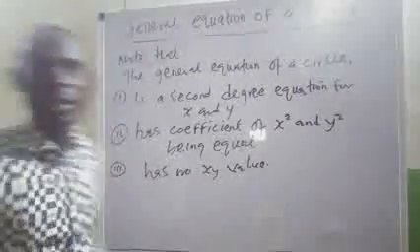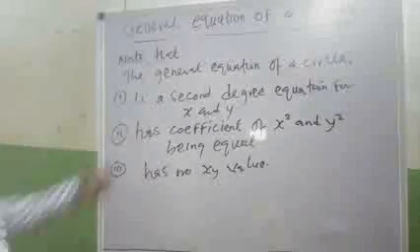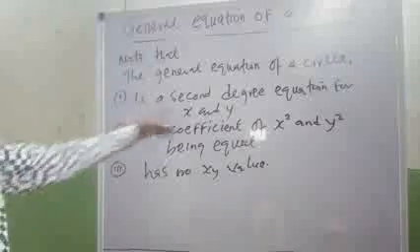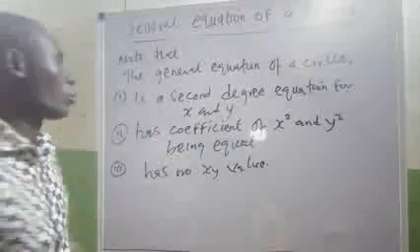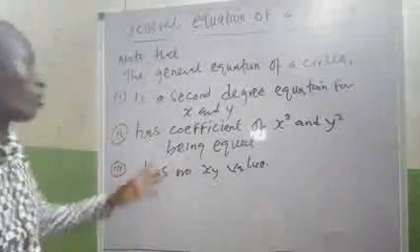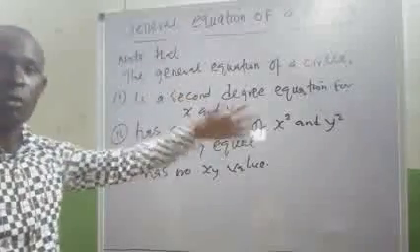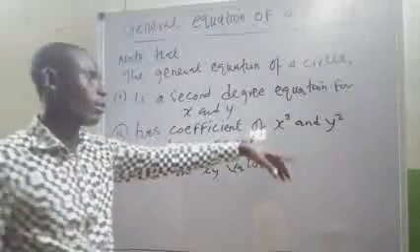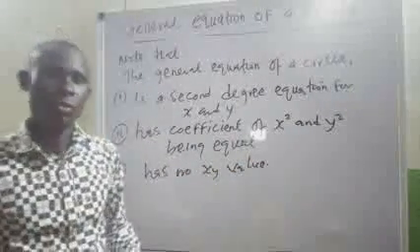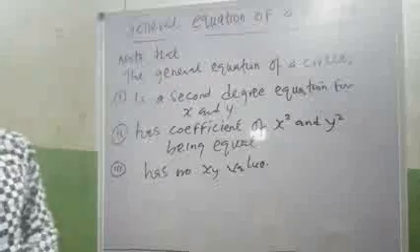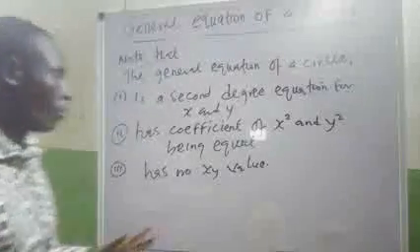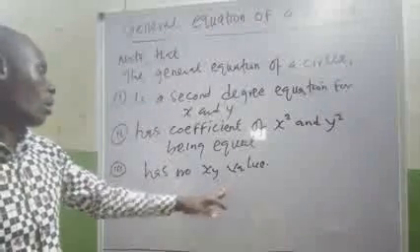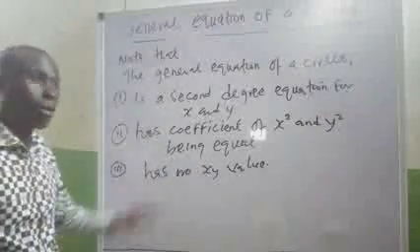Now, before we start taking exercises, I want you to take note of the following. One, the general equation of a circle is a second degree equation in x and y. That is, x and y are raised to the power of 2. And it has the coefficients of x squared and y squared being equal. So you cannot have a situation of 2y squared and 3x squared. No, it's not possible. Then it has no xy term. So I want you to take note of this.